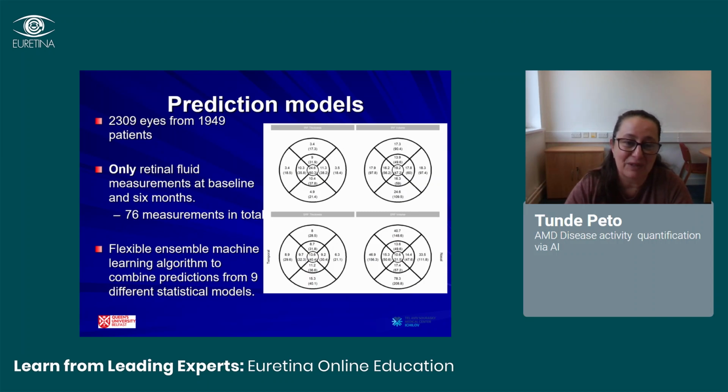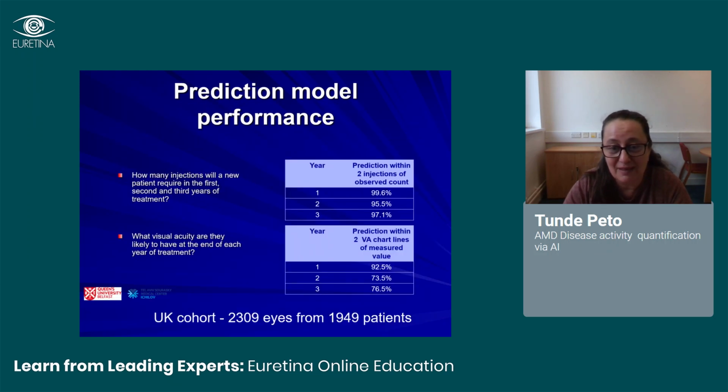So just to show some basic initial data, we looked at a lot of the retinal measurements, but again, you get a lot of measurements, 76 measurements in total at baseline and 6 months only, and then developed the prediction models. And the prediction models are working really pretty well now as to how many injections the patients will require in the first, second, and the third years of treatment. As you can see, it starts dropping because it's really struggling sometimes with the third year.